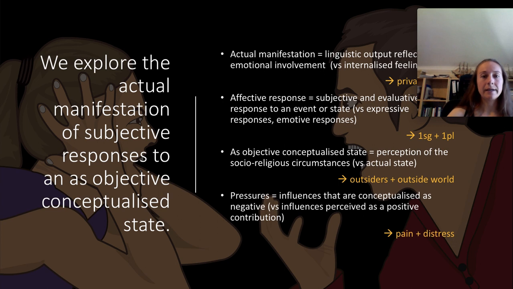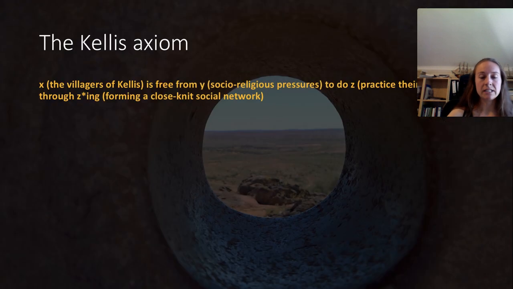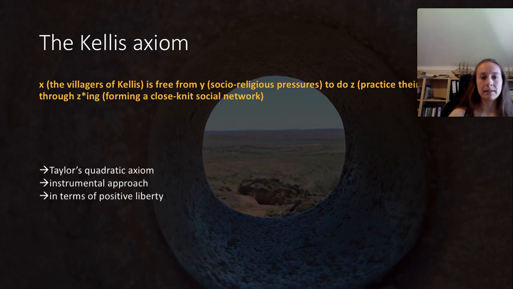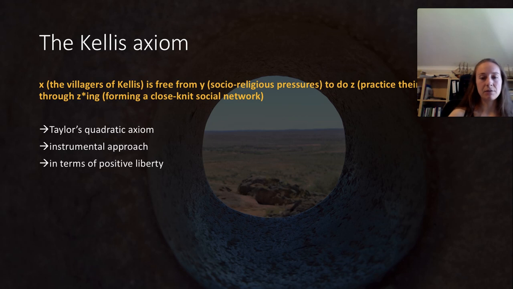Let's come back to our Kellis axiom for a moment, just to remind you. So we said X, the villagers of Kellis, is free from Y, socio-religious pressures, to do Z, practice their beliefs or live their lives freely, through Z star, forming a close-knit social network. As mentioned, we are using Taylor's quadratic axiom here: X, Y, Z, and Z star. I decided to go with an instrumental approach because I think these close-knit social networks don't just happen, but I see them as a very conscious reaction to what's happening around our group of people. And I phrase this whole axiom in terms of positive liberty.